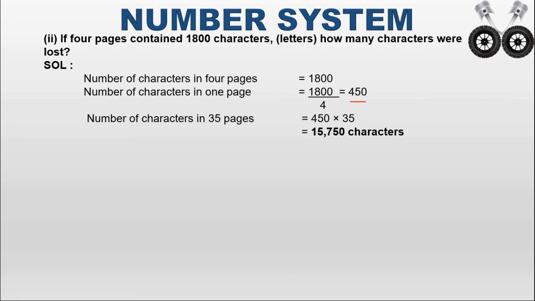So that means for 35 pages, going from one page to 35, the number of pages is increased. That means the characters are also increased. So you have to multiply and find the answer. So 450 into 35, the answer is 15,750 characters. So this many characters he lost for 35 pages.